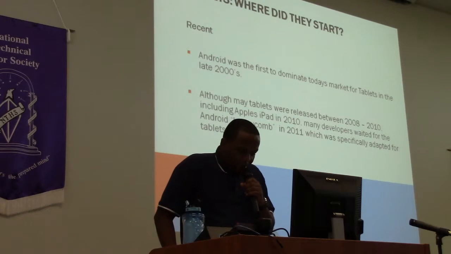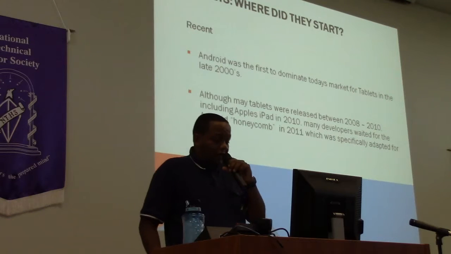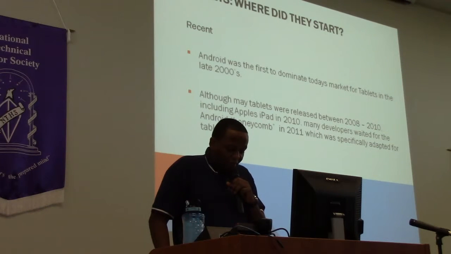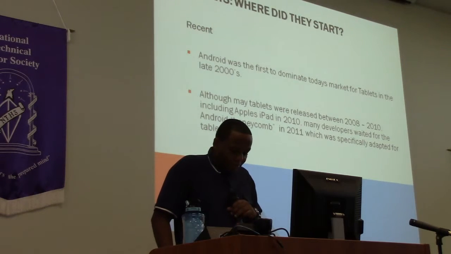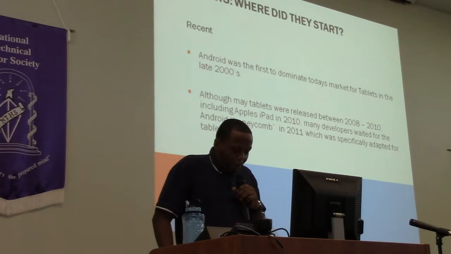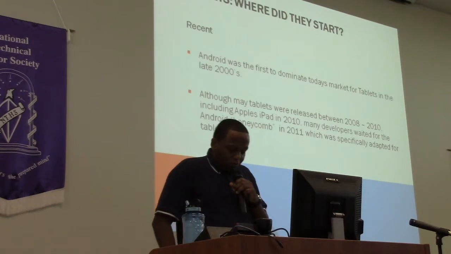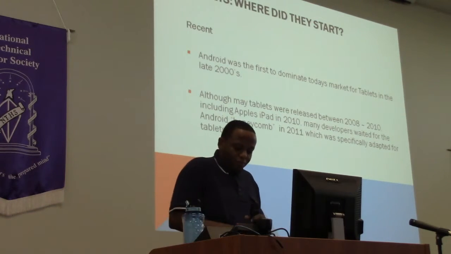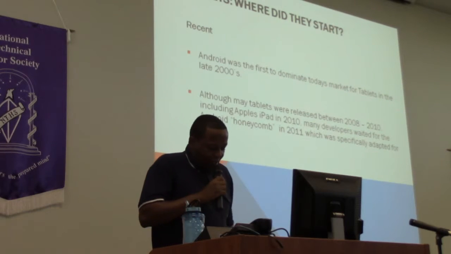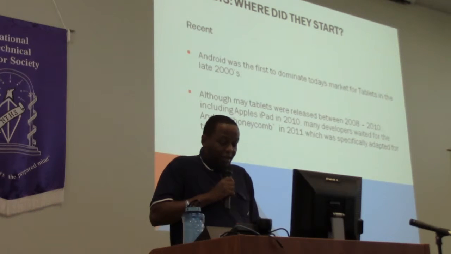Android was the first to dominate today's market for tablets in the late 2000s. In 2008, the first plans for Android-based tablets appeared, and products were released in 2009. One of them was called the Archos 5, a pocket-sized tablet with a 5-inch touchscreen. It ran a proprietary operating system and later released Android 1.4. Verizon released a unit called the Ultra in 2009, which was the first LTE Android tablet.